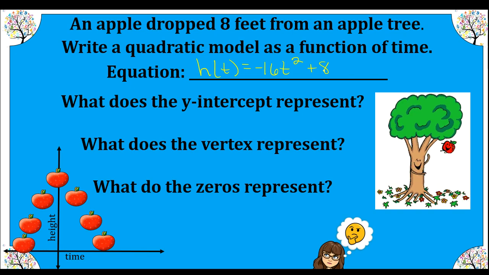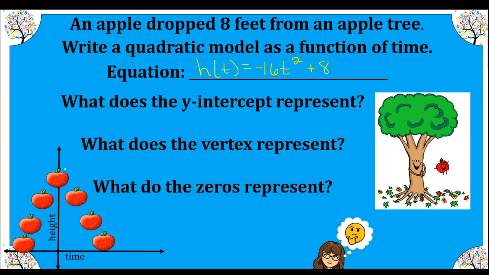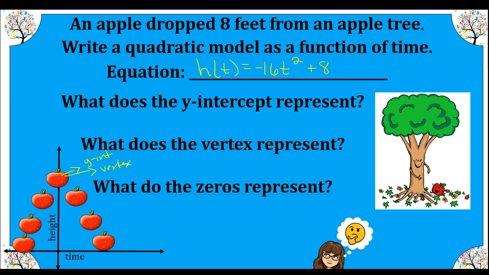The vertex is also going to be the maximum height of the object, which actually is also your y-intercept. So notice here, this is our y-intercept, is the initial height, and it's also our vertex. So in 0 seconds, our vertex tells us the maximum height, which is 8. The 0 represents, this 0 is going to be negative, it's irrelevant. This 0 is going to tell us how long it takes for that apple to hit the ground.